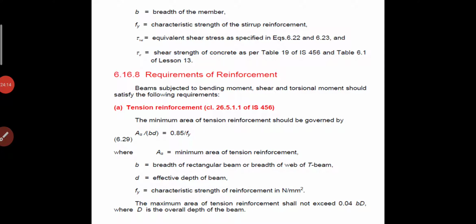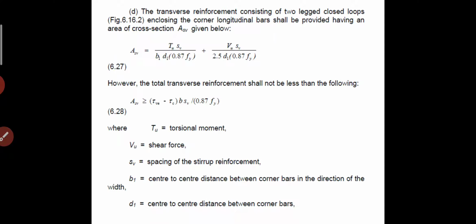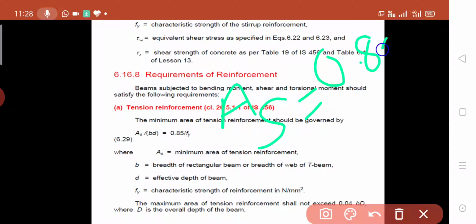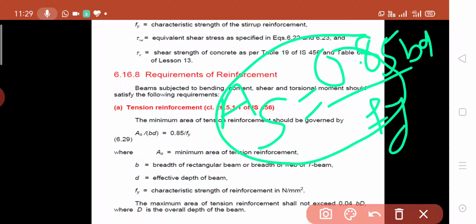Requirements of reinforcement. Beams subjected to bending moment, shear and torsional moment should satisfy the following requirements. Tension reinforcement. The minimum area of tension reinforcement should be governed by As equal to 0.85 bd upon fy. This is the minimum reinforcement formula.